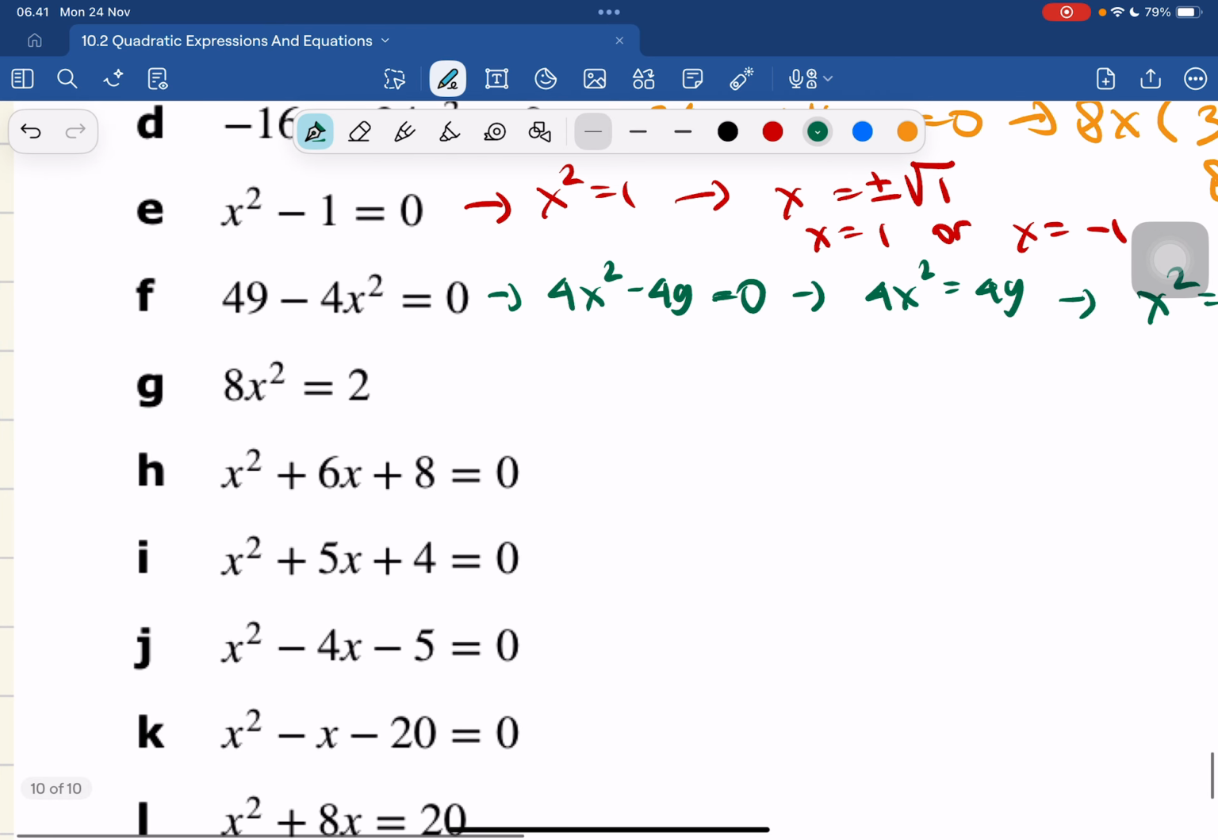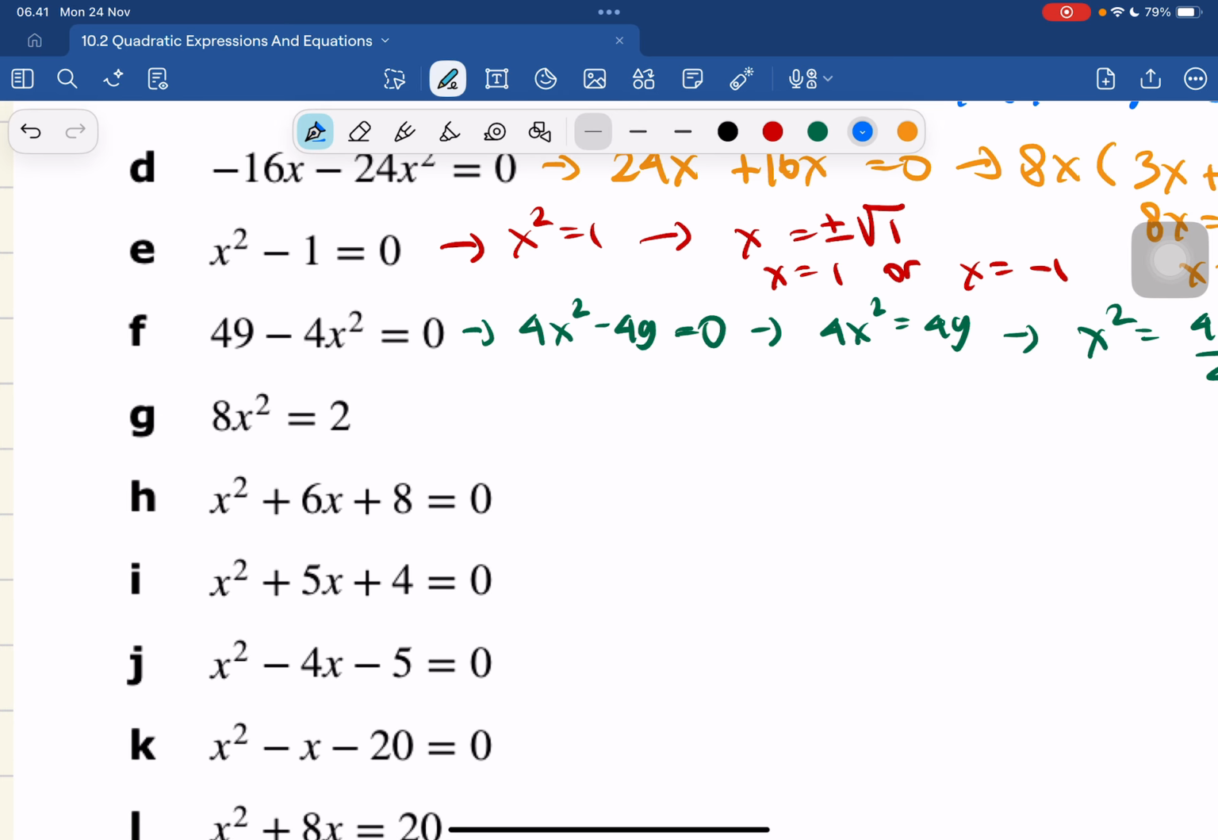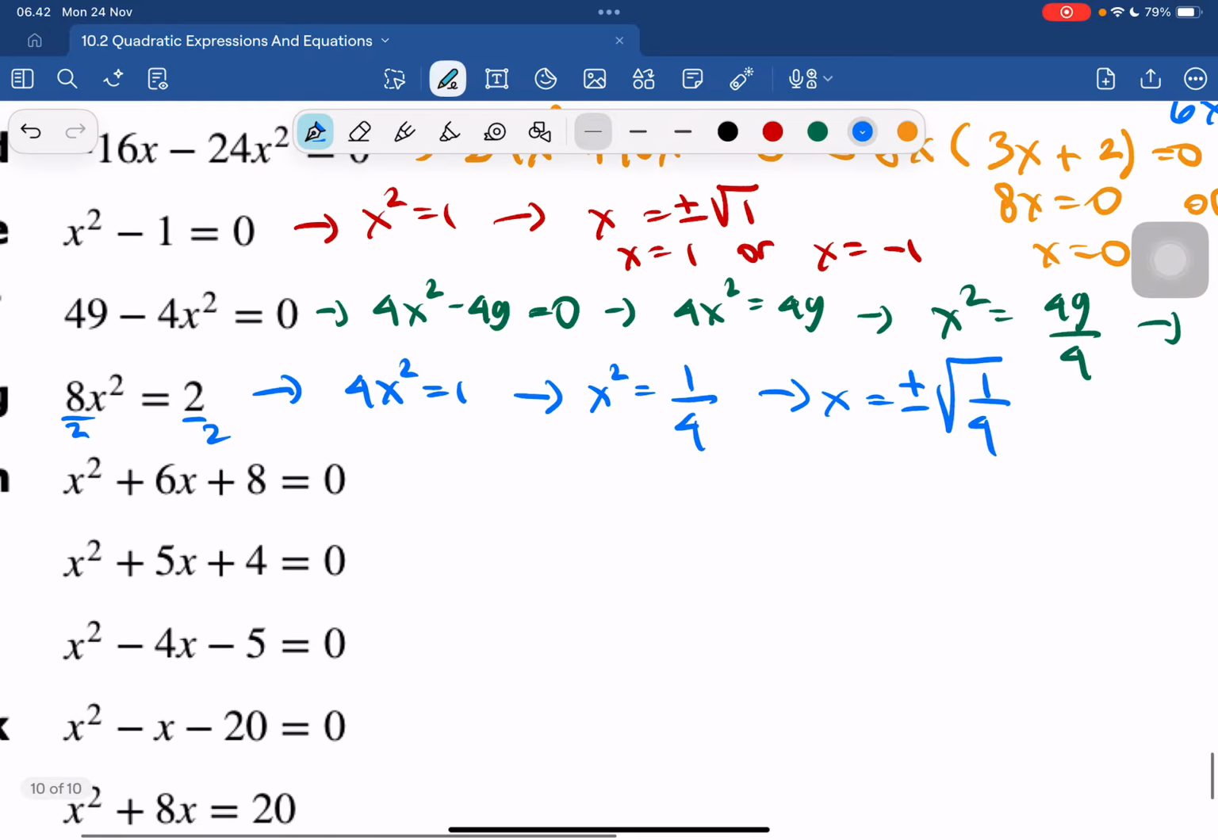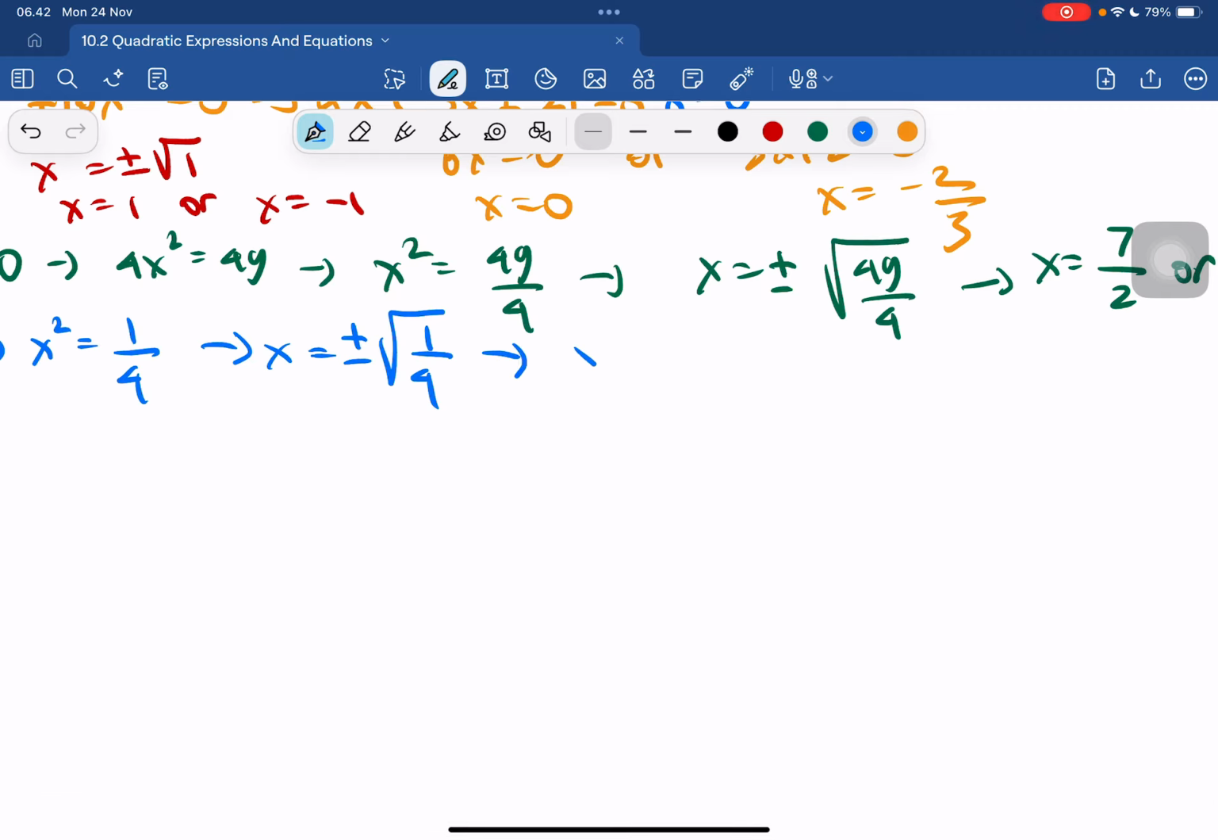Now it's h. Okay, we could divide it by 2 to simplify it. It's going to be 4x squared equals 1. So x squared equals 1 over 4. So then x equals plus or minus the square root of 1 over 4. So we got it. First x is going to be 1 over 2, or x2 will be negative 1 over 2.